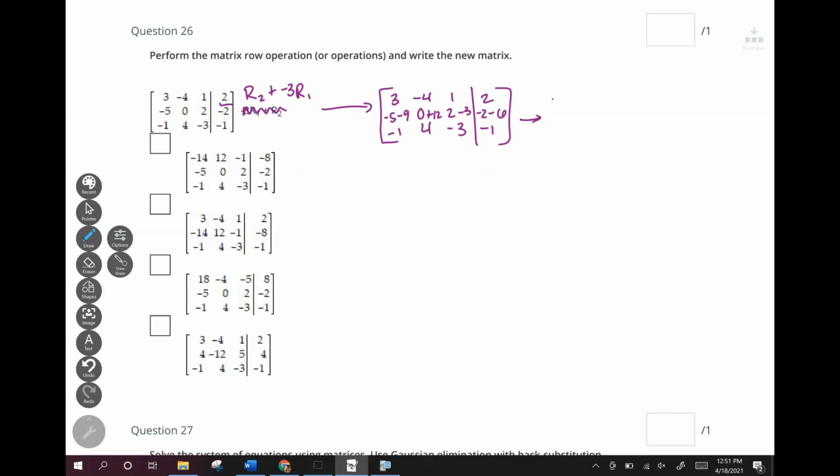You can do that all in your head. Go for it. If you need to write it out even more, you can do that as well. Whatever you need to do to get this correct. All right, so I'll find my answer. Okay, so row 1 and row 3 should not have changed. And then my second row, I should have -14, 12, -1, and -8.